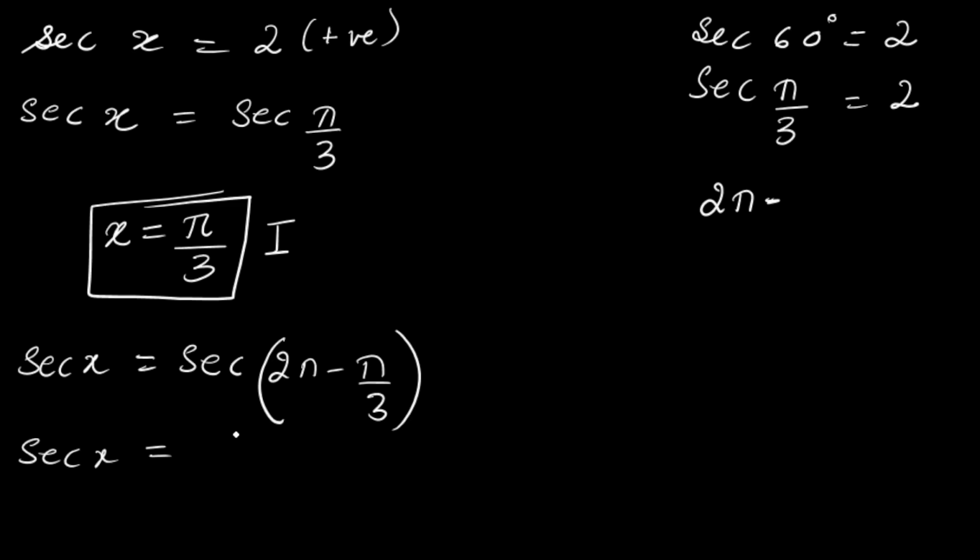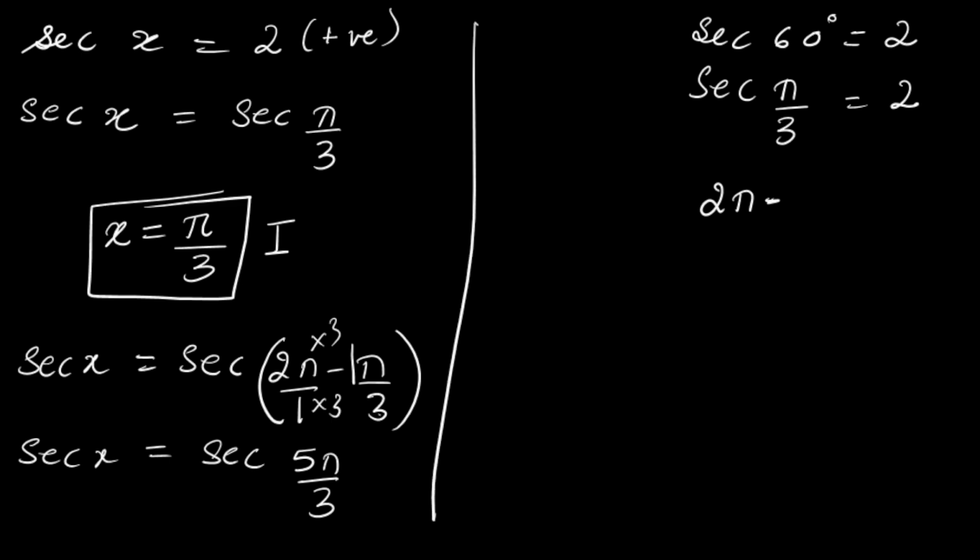So secant x is equal to, if I take the LCM here, the LCM is 3. So I'll get here 5 pi by 3. So 3 into 2 is 6, right? So this we are multiplying with 3. So 6 minus 1, pi means 1 pi, so 6 minus 1 is 5. So I got the second value of x.